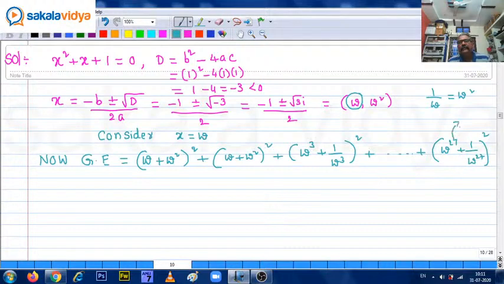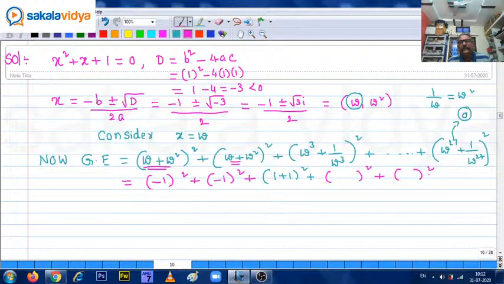This 27 is divisible by 3, so it leaves a remainder 0. That's why this is also 1, this is also 1. So you can write it like this: minus 1 whole square, plus minus 1 whole square, because omega plus omega square is minus 1. But see this bracket now, this bracket is omega cube plus 1 by omega cube, so 1 plus 1 whole square, and the next bracket will also be 1 plus 1 whole square, and so on. The last one also, omega to the power of 27 is omega cube whole cube, so 1 plus 1 whole square. So the others will be minus 1, minus 1.